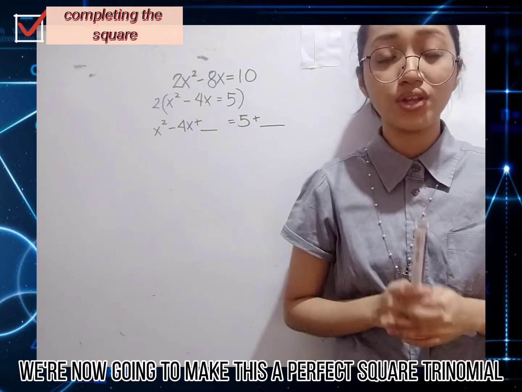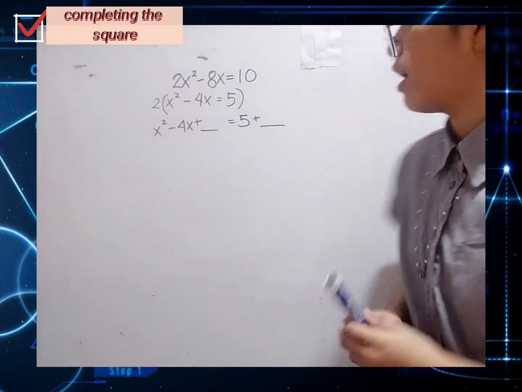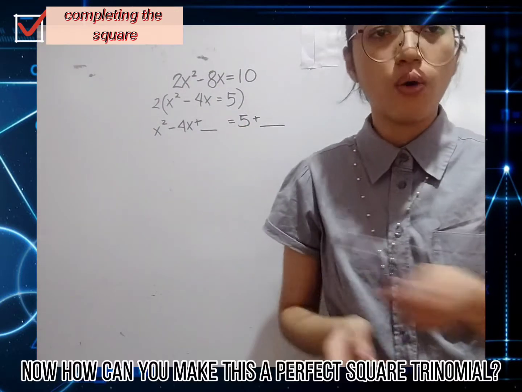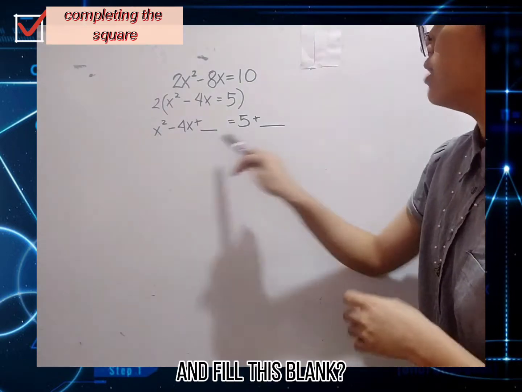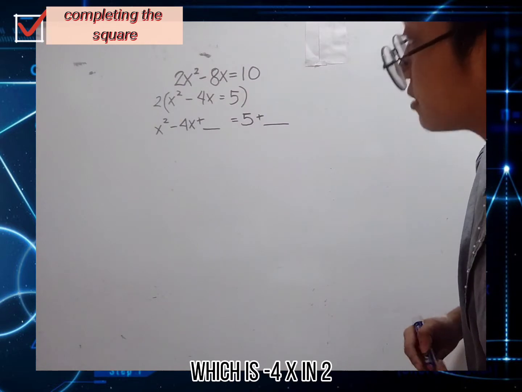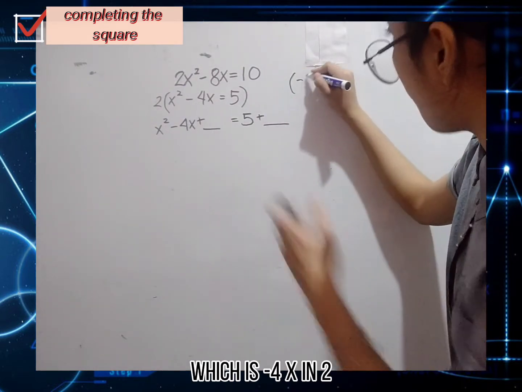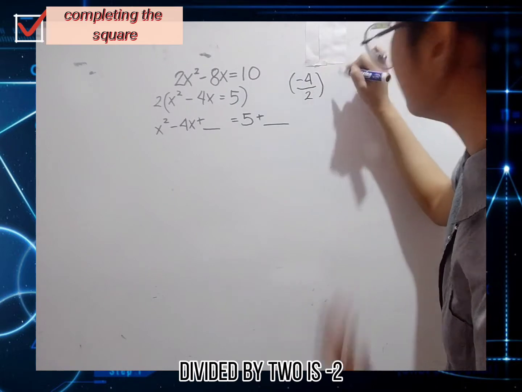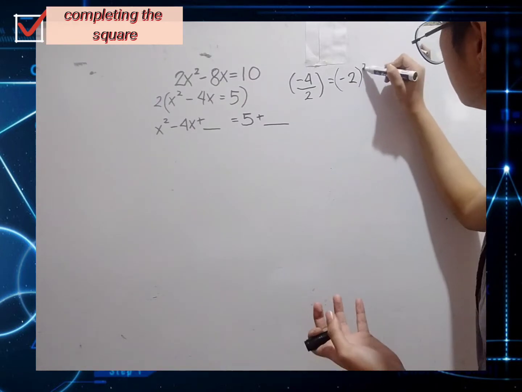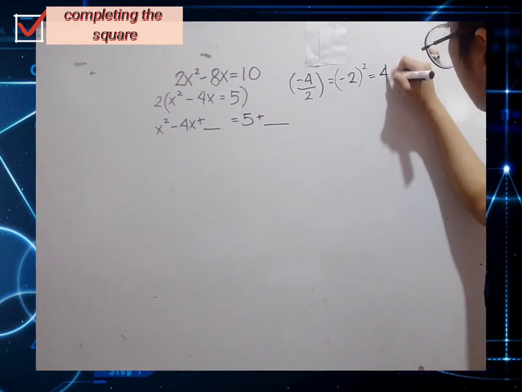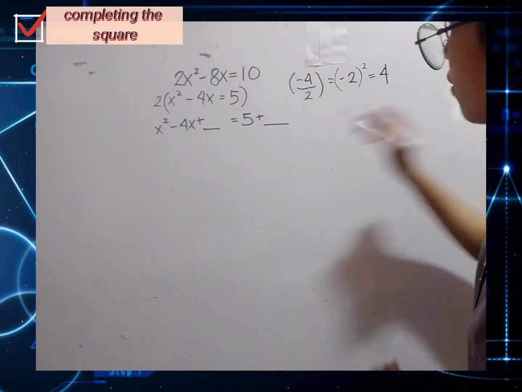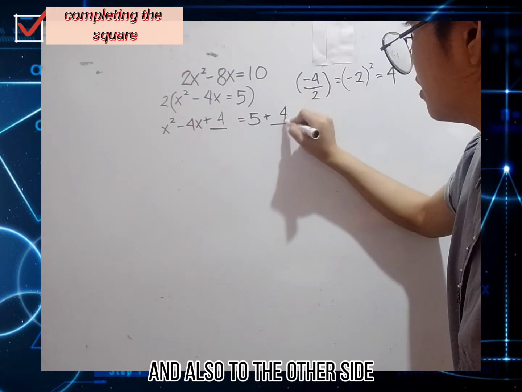Next, we're going to make this a perfect square trinomial. So, x squared minus 4x plus blank equals 5 plus blank. Now, how can we make this a perfect square trinomial and fill these blanks? It is by dividing our linear coefficient, which is negative 4, by 2. So, negative 4 divided by 2 is negative 2. Then after that, we square this, and that will become 4, because negative 2 times negative 2 is 4. And there, we put the 4 here and also on the other side.